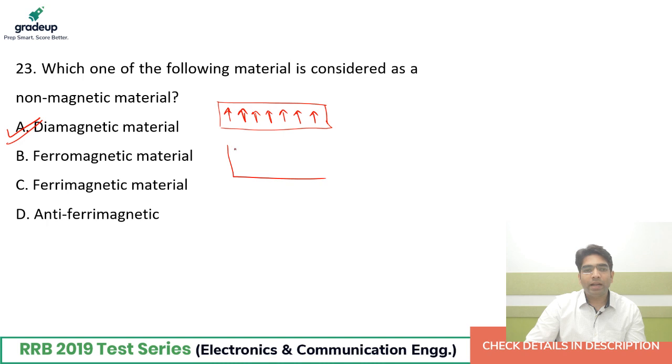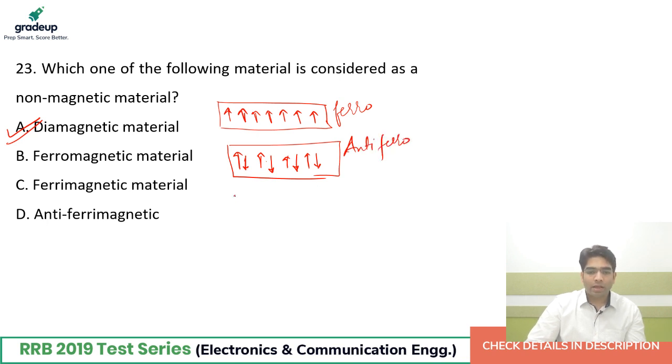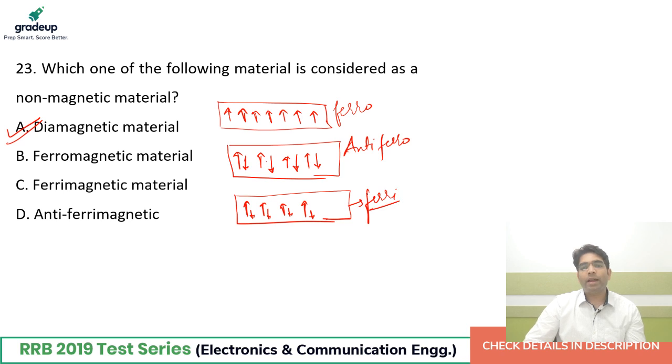And in anti-ferromagnetic materials, there are equal and opposite dipoles. Equal and opposite dipoles. It is ferromagnetic, it is anti-ferromagnetic, and ferrimagnetic is actually unequal and opposite orientation of dipoles. Unequal and opposite direction of dipoles.